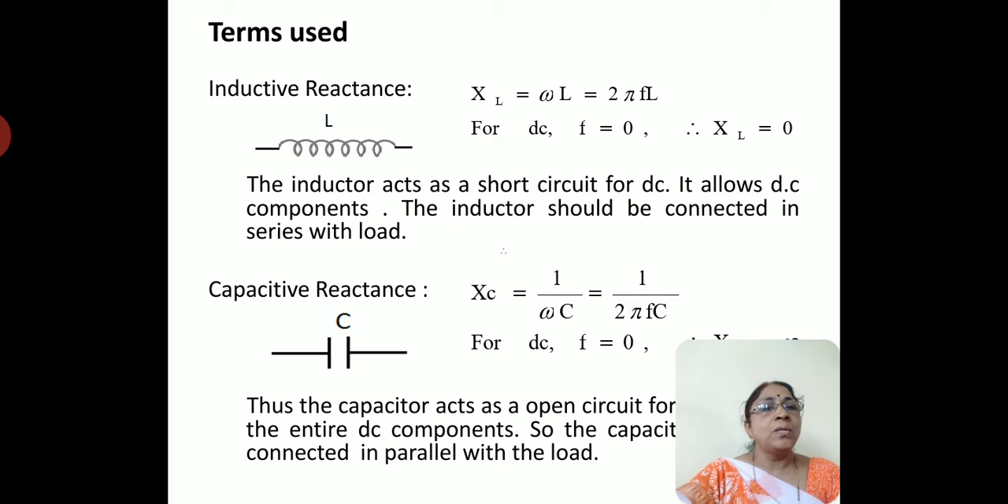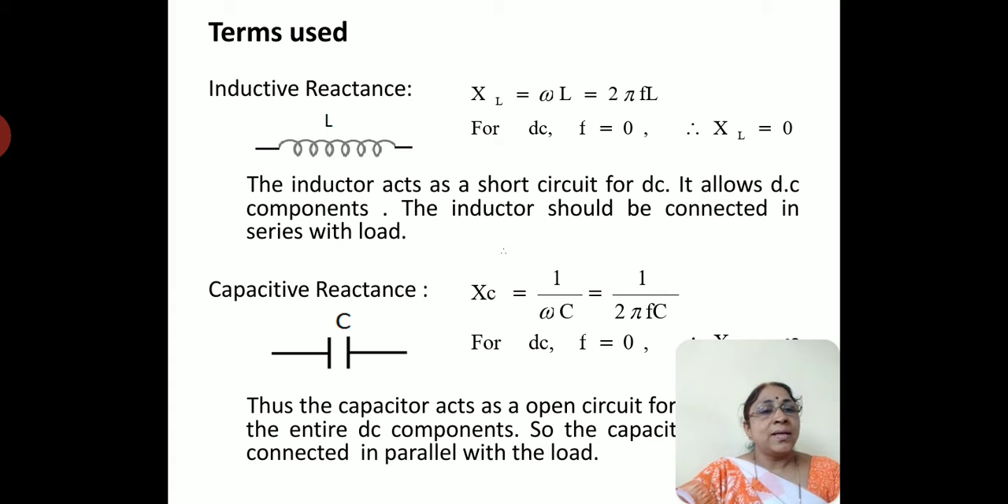That is, it allows the DC component and it blocks the AC component. The inductor therefore should be connected in series with the load. Therefore, the inductor is connected in series with the load in the filter section.